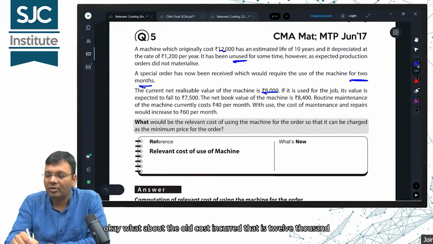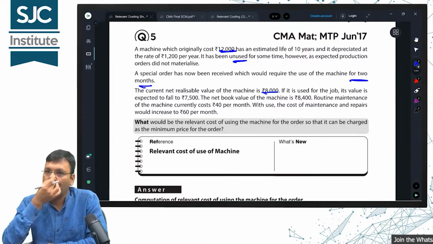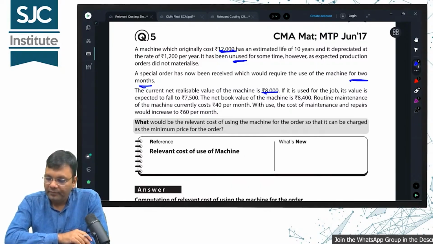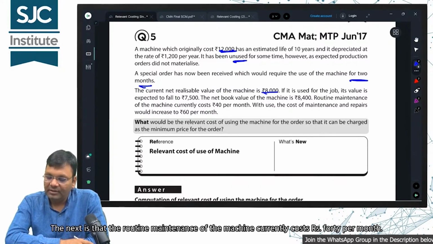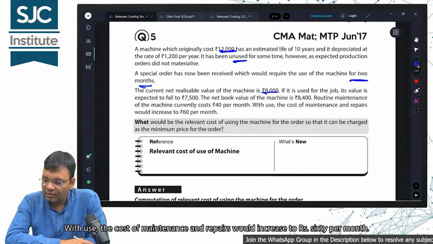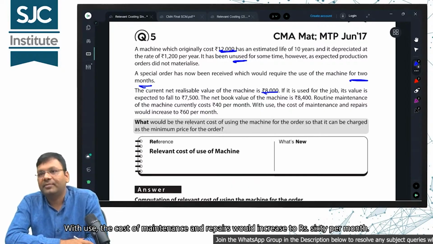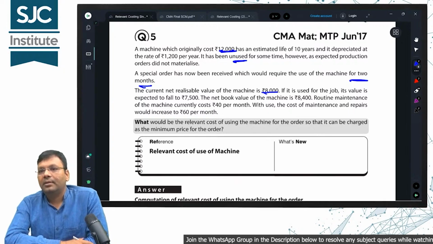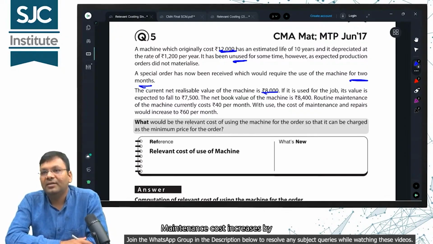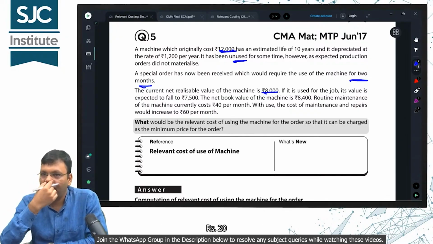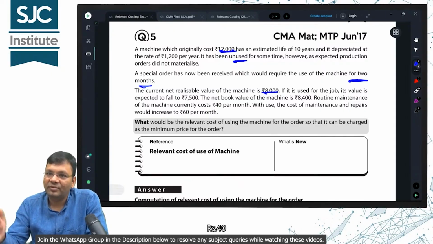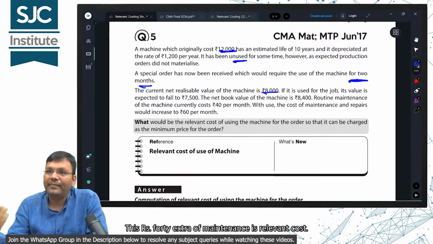Okay, what about the old cost incurred, that is 12,000? That is sunk cost, it has no meaning. Then next is that the routine maintenance of the machine currently costs 40 rupees per month. With use, the cost of maintenance and repairs would increase to 60 per month. Alright. So because of the usage of the machine, my maintenance cost increases by 20 rupees. If it is used for 2 months, how much will it be? 40 rupees. This 40 rupees extra of maintenance is relevant cost.